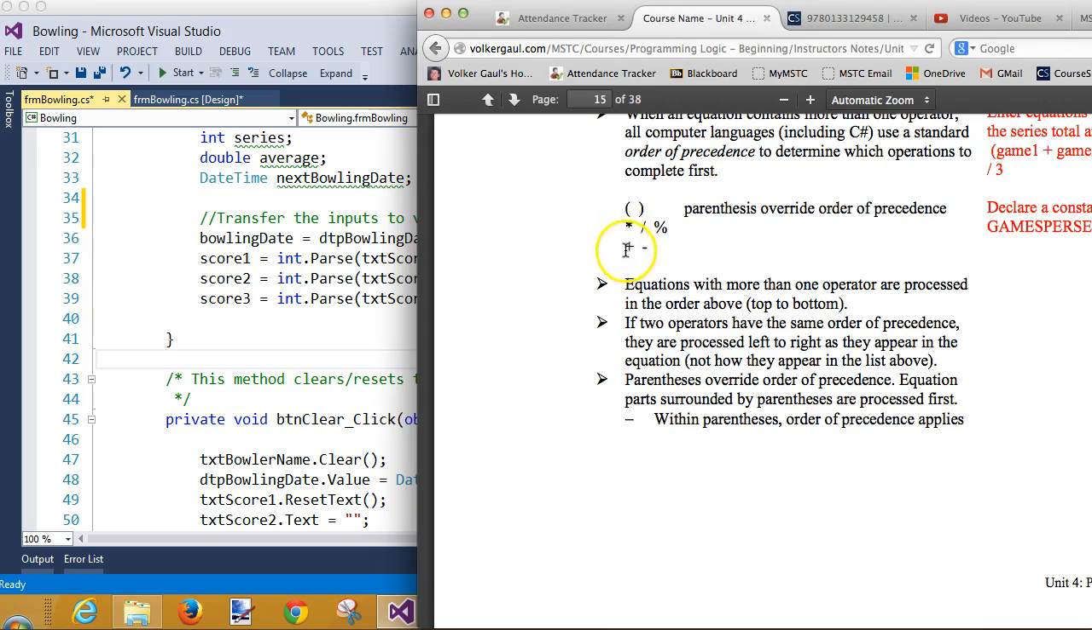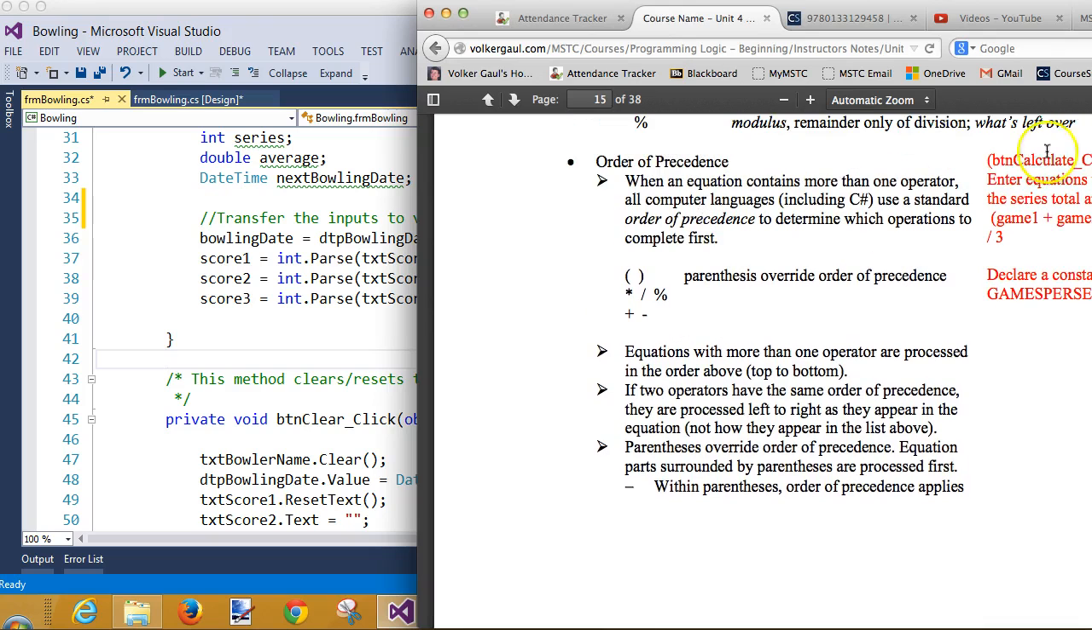And then in an equation, any addition and subtraction is done next. If you need to rearrange that, if you want the addition and subtraction done first, use parentheses to override the order of precedence. Parentheses have the highest order of precedence. Anything inside the parentheses is done first. Within parentheses, what if I have lots of addition, subtraction, and multiplication? Then the multiplication is done first. The order of precedence still applies.